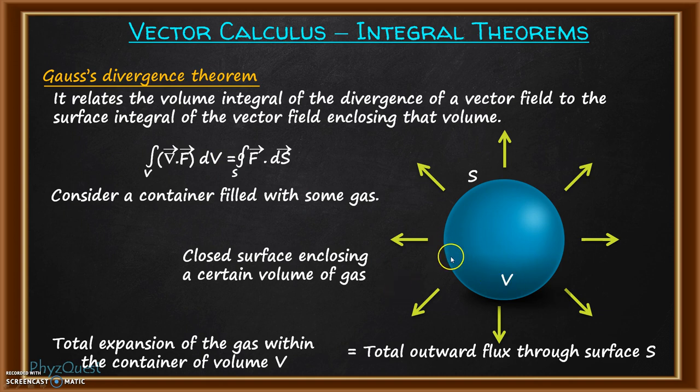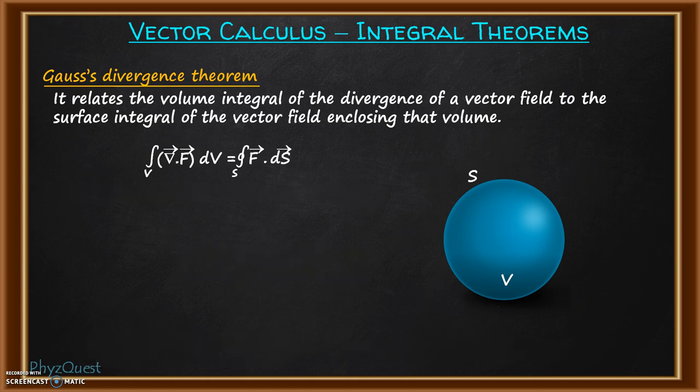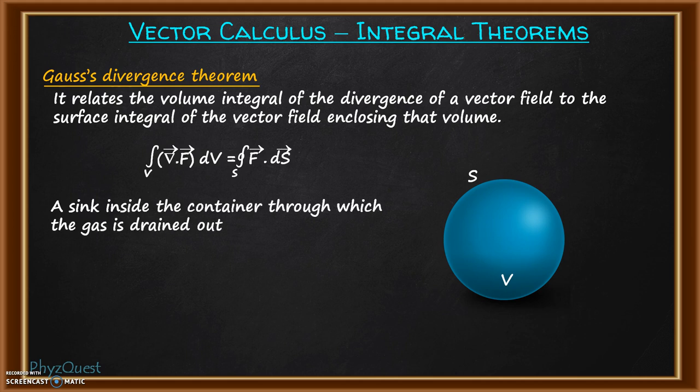Now suppose you reverse the situation. Here we were talking about gas coming out, that is outward flux. Now let's reverse it. Suppose within the container we have a sink through which the gas is draining out. If the gas drains out, the direction of the flow of the gas will be inwards. That means the flux lines will be inwards, that is, we can say it's a negative flux.